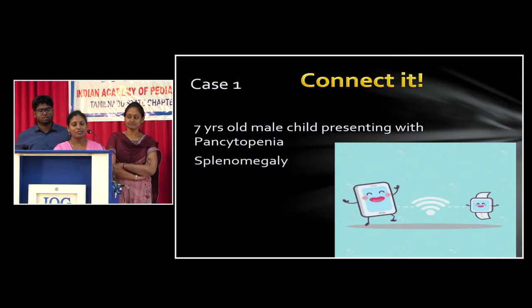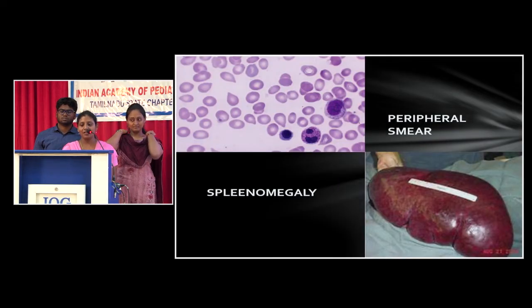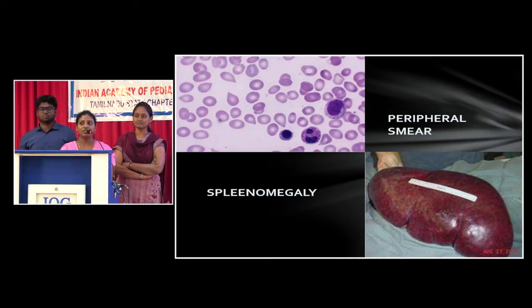Okay. So here's a case history: a 7-year-old child presenting with pancytopenia and splenomegaly. You have to do the correlations. Identify the peripheral blood picture. Can anyone comment about the peripheral blood picture?